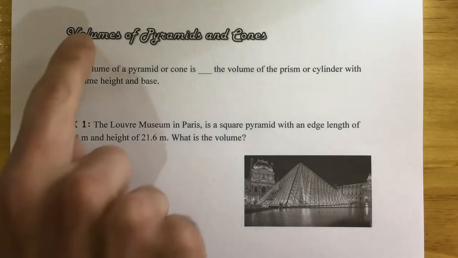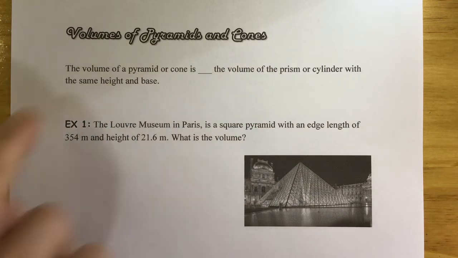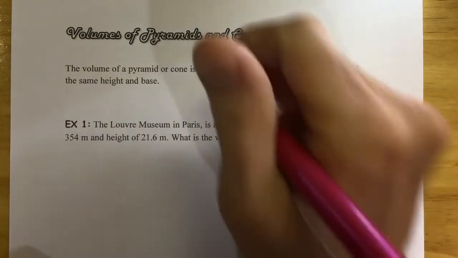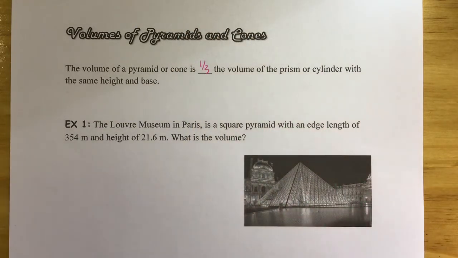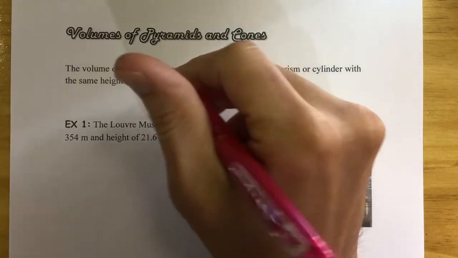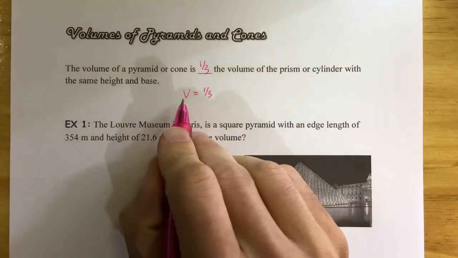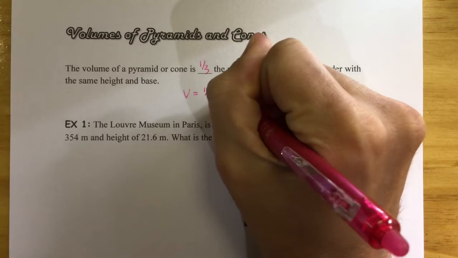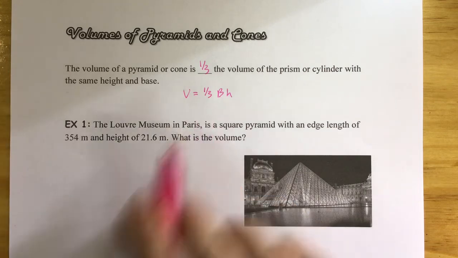In this video on volume, we're going to talk about pyramids and cones. Simply put, the volume of a pyramid or a cone is 1/3 the volume of a prism or cylinder with the same height and base. So the formula that you tend to see printed is volume equals 1/3 capital B times H. The idea is you treat it as though it is a prism or a cylinder, except you divide that volume by 3.